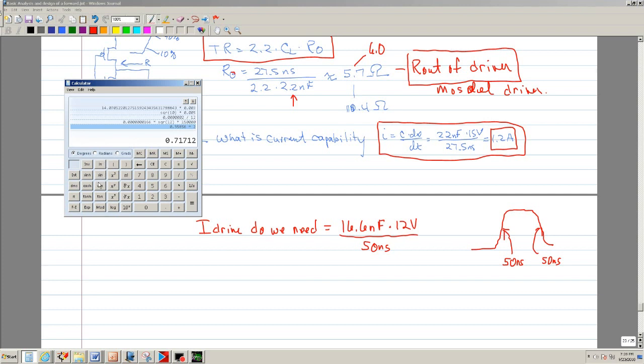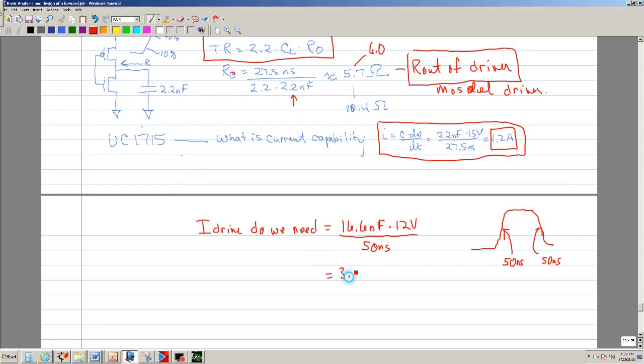So let's see how much current we would need to drive CGS in 50 nanoseconds. Let's go ahead and do that. It's 16.6 nano times 12 volts divided by 50 nanoseconds. So it tells me I need 3.9 amps. If you notice, the iDrive of the 1715 is less than the iDrive that I need. So I need 3.9 amps, but the chip can only give me 1.2.